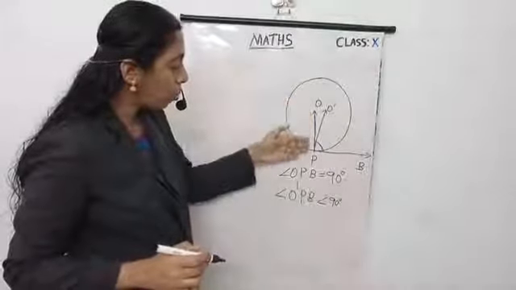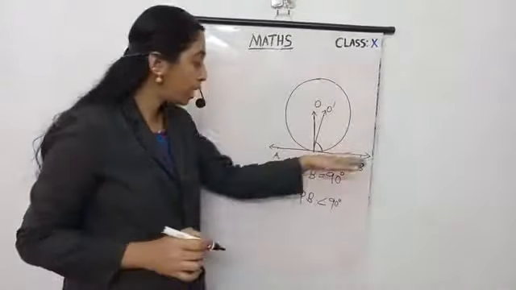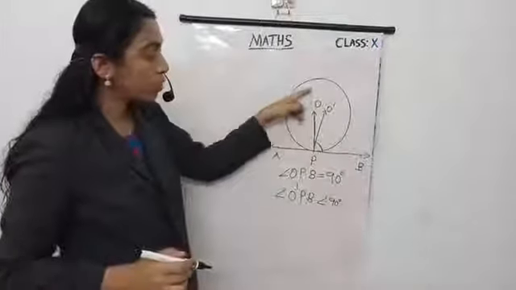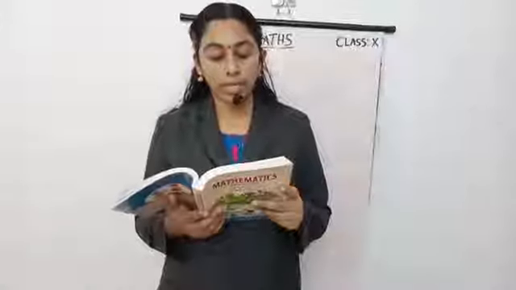That means OP is perpendicular to AB. That is the perpendicular distance going through the center O. Hence the proof. Now question 6.